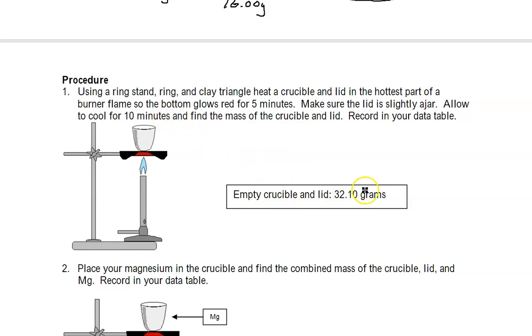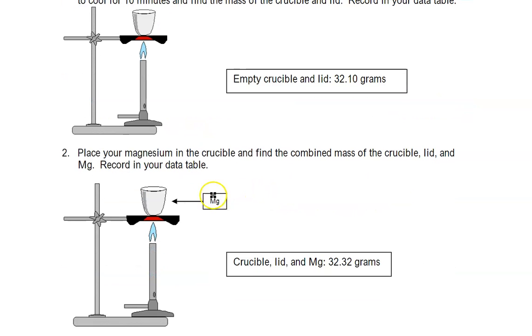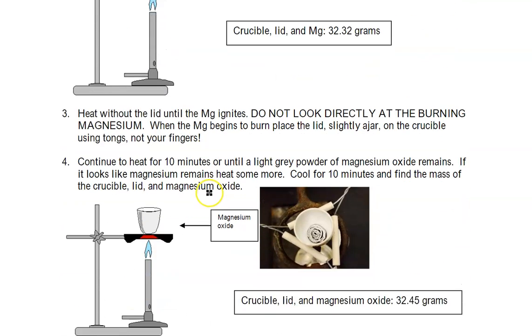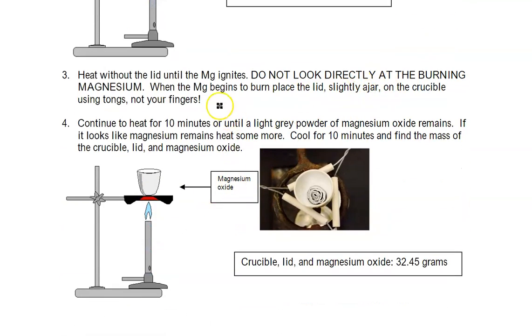So we have our empty crucible and lid, 32.10 grams. Place your magnesium inside of it, crucible lid and magnesium, 32.32 grams. So you can see the difference here, how much magnesium you added to your crucible. Heat it up. Don't look at it. It's going to be hard to look at it virtually, but you wouldn't look at it because it glows really bright. And you'd heat it for a long time until you end up with this gray, ashy, white product, which looks familiar to us from Unit 1. So the crucible lid and the magnesium oxide is 32.45 grams.